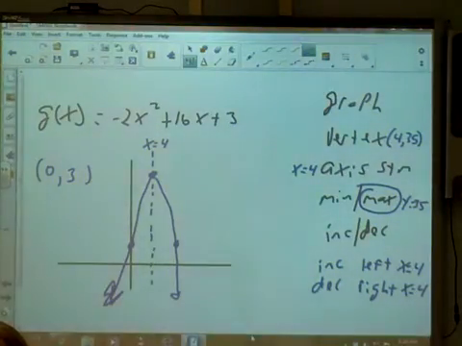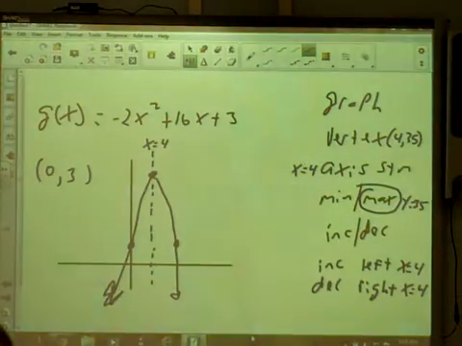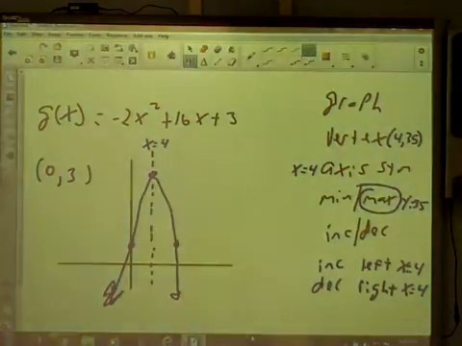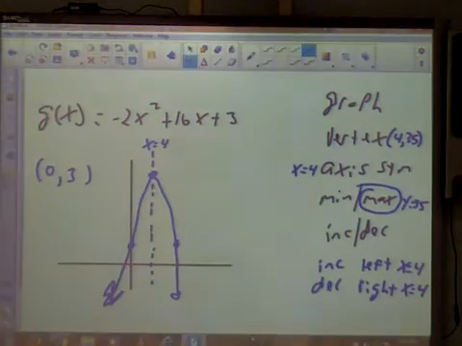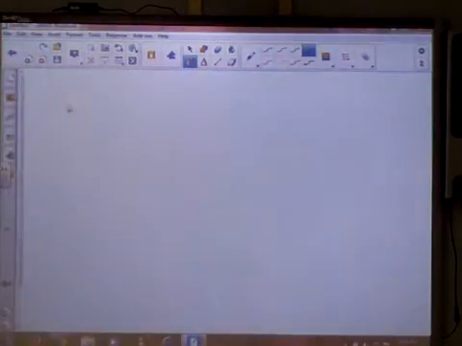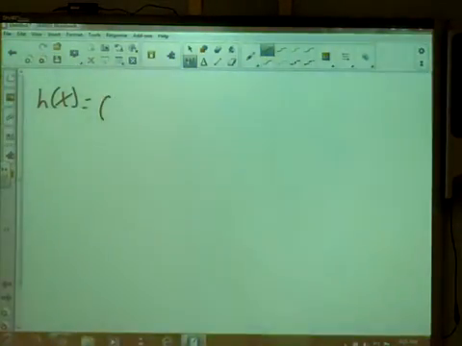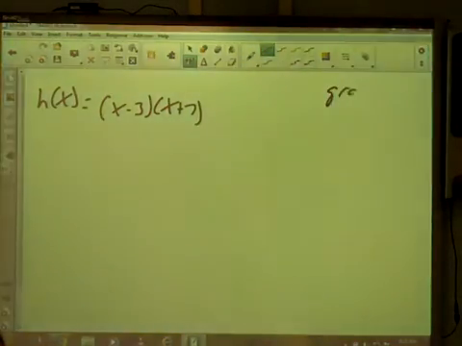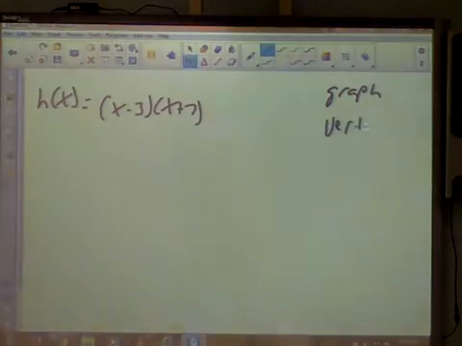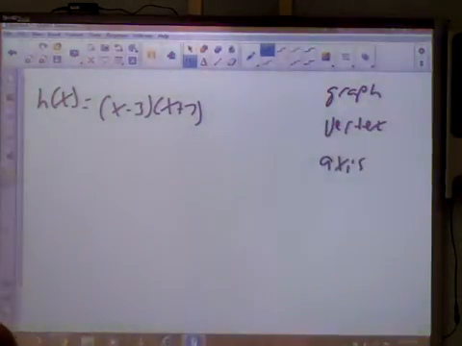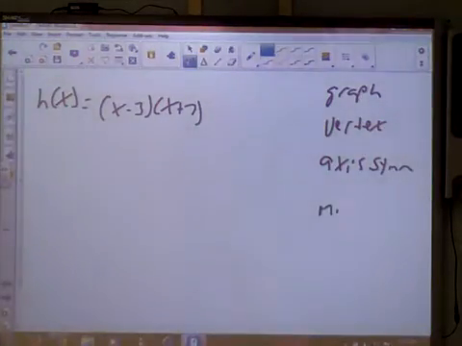Alright, we'll look at one more of that type. We did the first one in vertex form. That one was in standard form. We know another form, so that's what the third one that we're going to look at will be in. Alright, it says h of x equals x minus 3 times x plus 7. We want all the same stuff: the graph, vertex, axis of symmetry, min max, increase decrease.